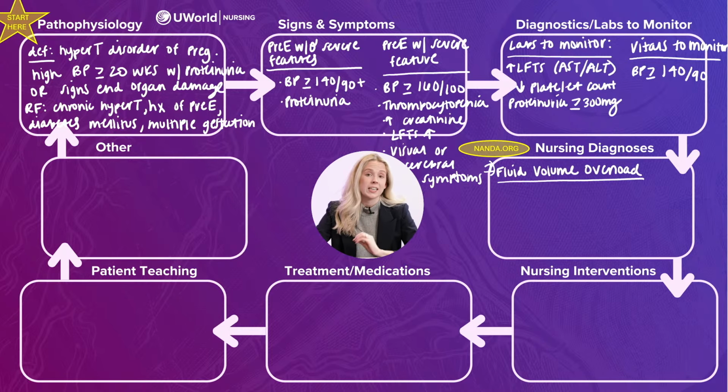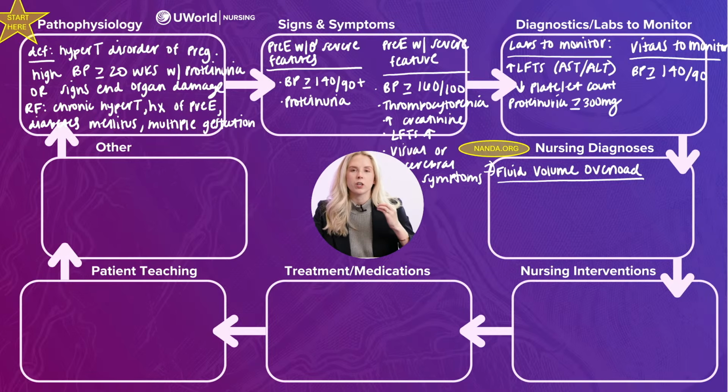Part 2 is the related to section. So this section directs the nursing diagnosis to what is causing the issue. So what's causing our fluid volume overload? In this case, it's going to be caused by the increased blood volume of pregnancy. So related to increased blood volume of pregnancy.